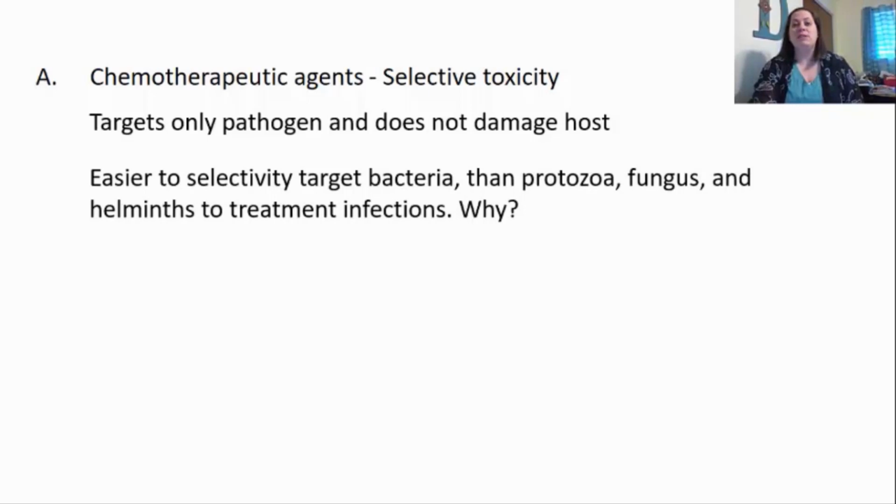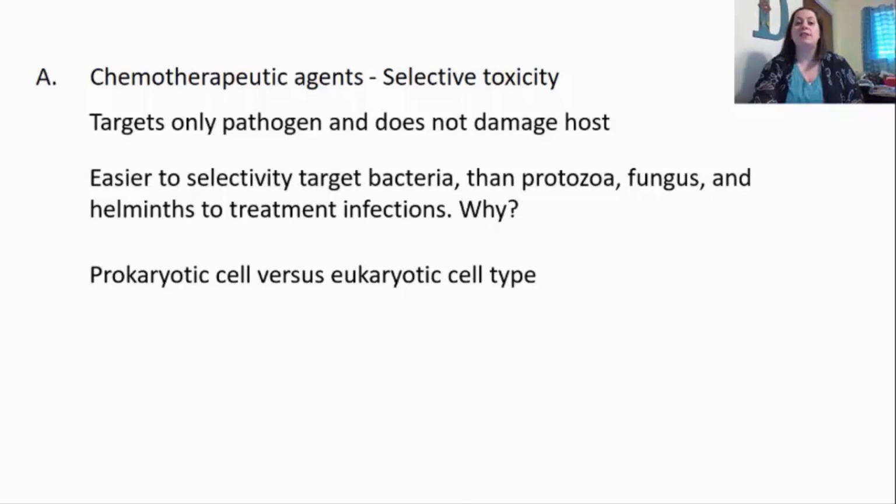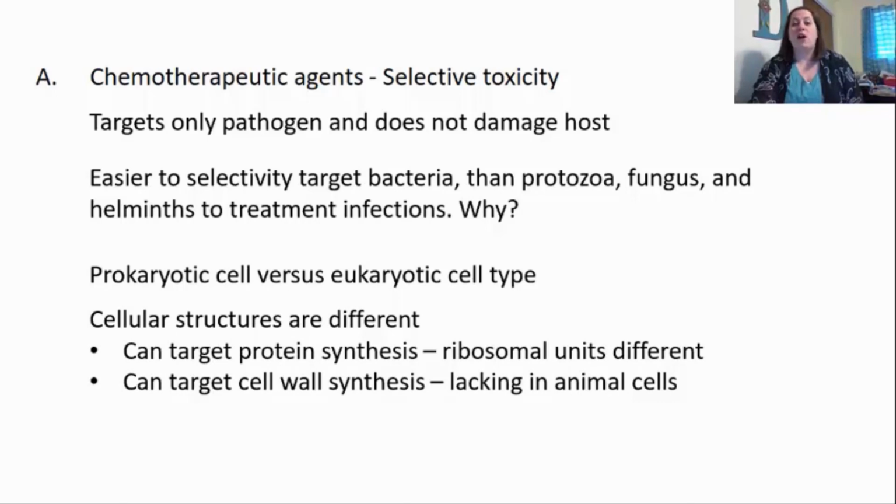It's easier to selectively target bacteria than protozoa, fungus, and helminths to treat infections. And why is this? Well, the main reason is because of the type of cell. Bacteria are prokaryotic cells. They lack a nucleus, whereas protozoa, fungus, and helminths, they have a nucleus just like us. So their cells are more similar to the host compared to the prokaryotic cells. Cellular structures are different in these prokaryotic cells, so we can target protein synthesis, or we can even target their cell wall, all right? Because if you'll recall, their ribosomes are different than ours, and cell walls are not found in animal cells. There are also some metabolic differences that we could potentially key in on as well.